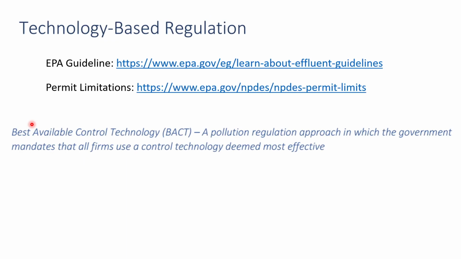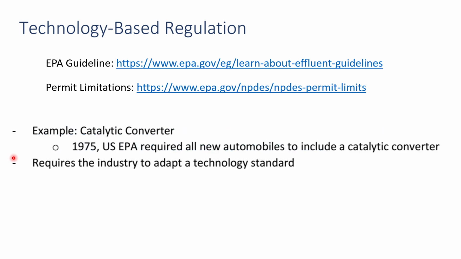So the first example is technology-based regulation. Here are some links you can take a look at. I pulled this example from the EPA website, but essentially, a technology-based regulation just means the government or the government agency decides what technology the industry uses to reduce emissions. So for example, following the Clean Air Act in 1975, the U.S. EPA required all new automobiles to include a catalytic converter.